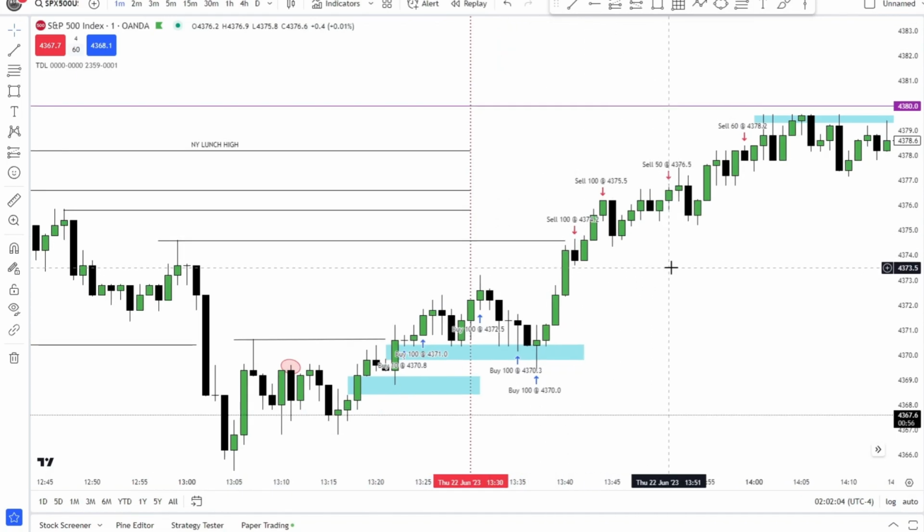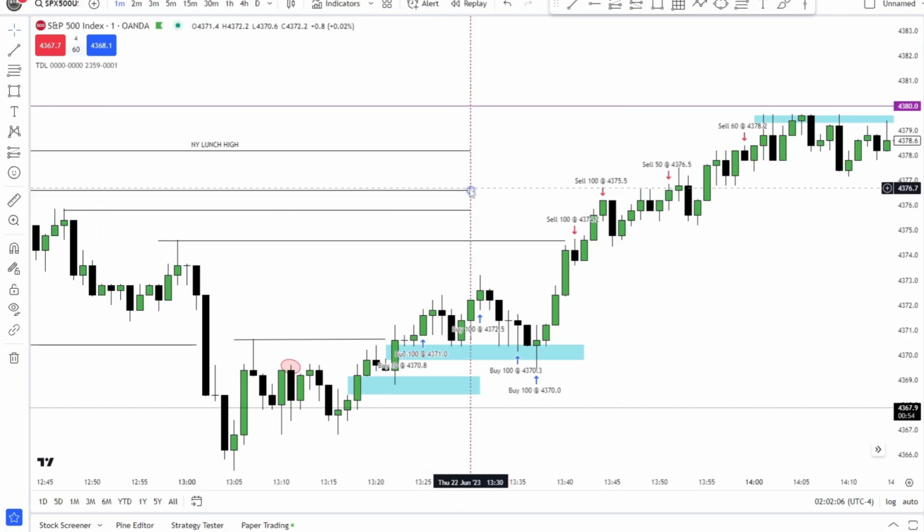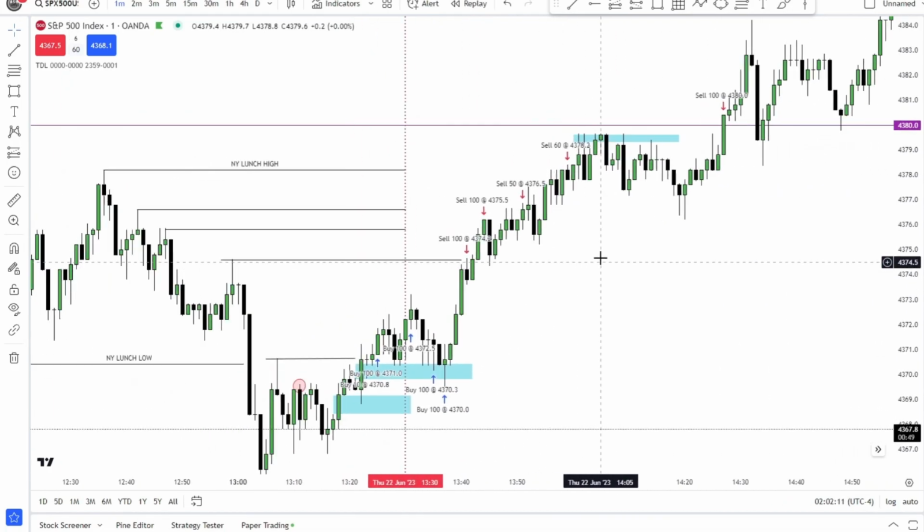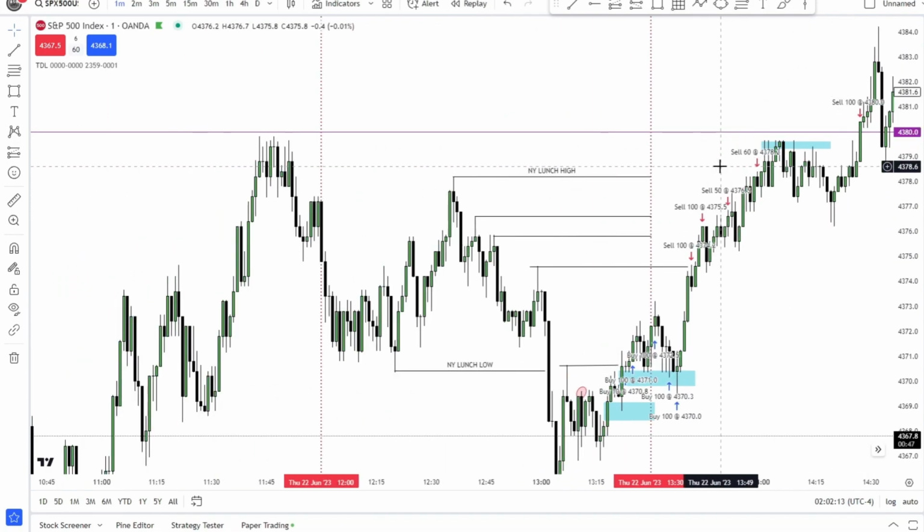First sell was there, second sell was here, third sell was here, fourth sell was here, and my last position was taken off at the equal highs right here.